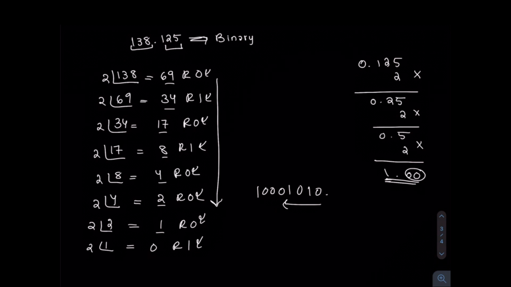Now for the right side, we will read it as well from top to bottom, but we will write it from left to right, and the numbers that we're going to write are these. So here will be 0, 0, 1, and this is the binary number for 138.125.